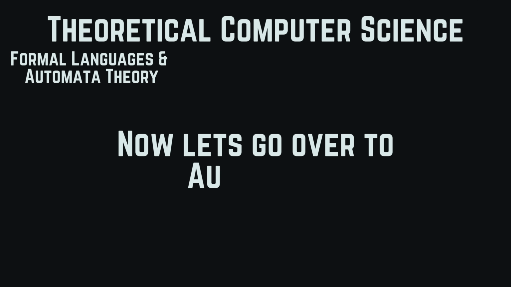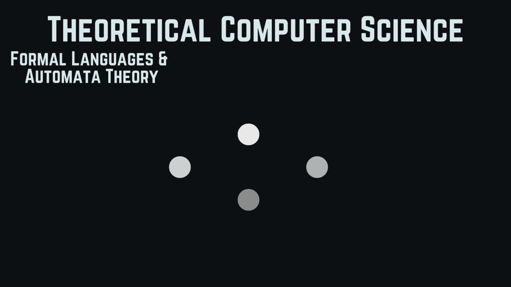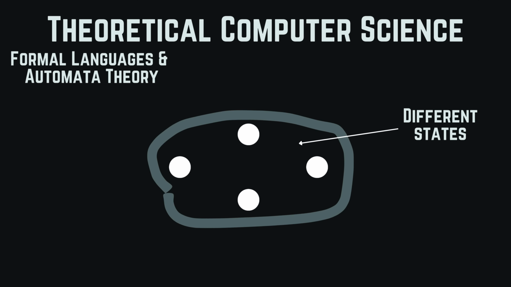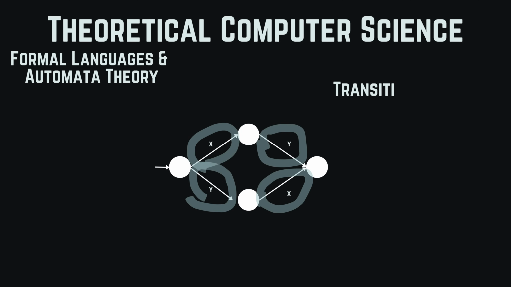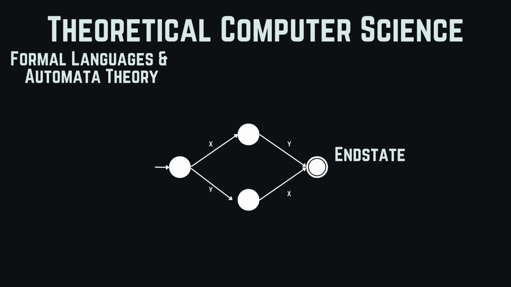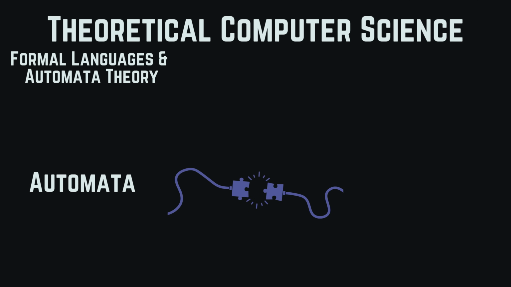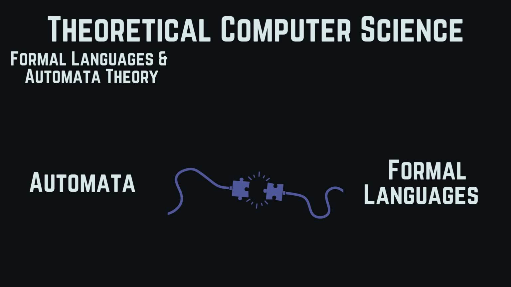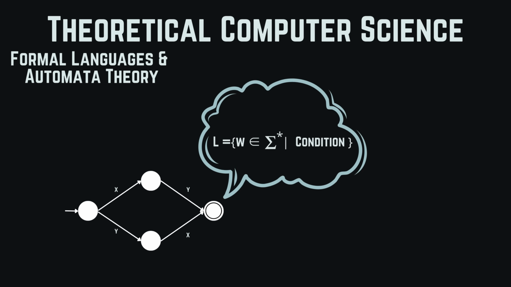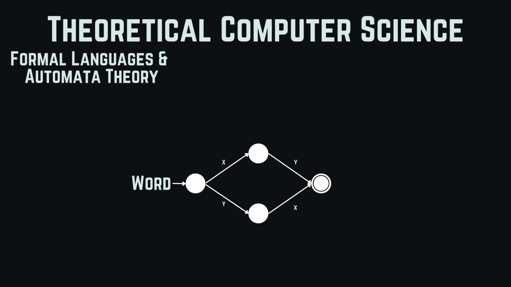Now let's go over to automata. An automaton is just a graph with circles, which represent the states, and arrows with a symbol from the alphabet, which represent the transition to another state. A double circle means it's the end state. The connection between automata and formal languages is simple. Automata help you to visualize your language and see if a given word is in your language or not.